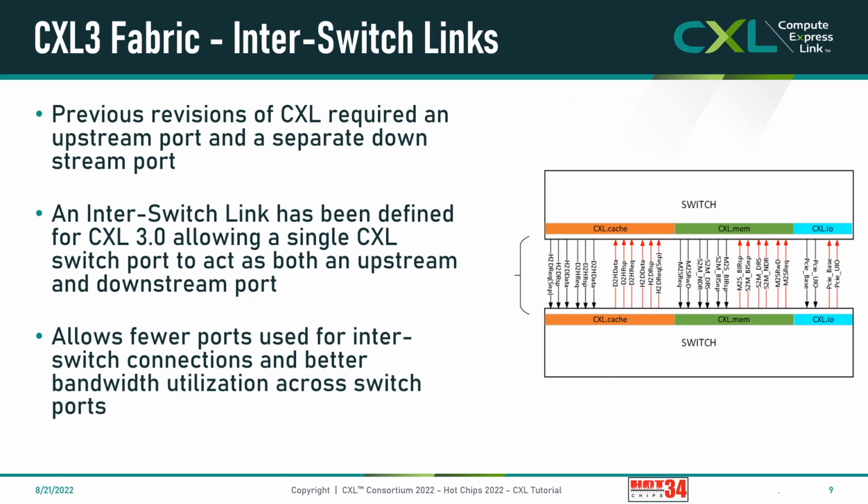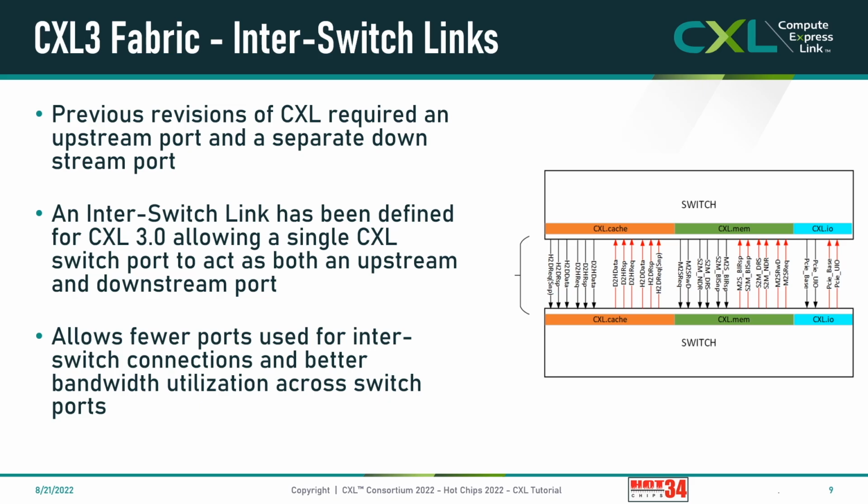CXL3 Fabric has introduced the concept of inter-switch links. The previous versions of the CXL standard allowed switches to be interconnected, but required two independent links between the switches. A switch would connect an upstream port to one link and a downstream port to the other link. The figure on the right shows the message classes and subchannels that traverse the link. Note that the full set of classes and subchannels are provided in both directions across the interface.